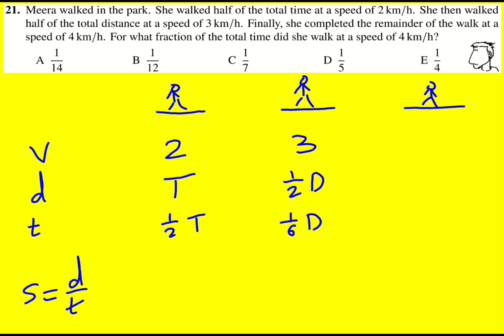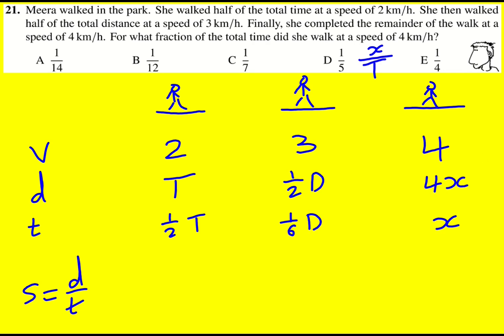And finally, we've got the remainder of the walk with a speed of 4. Now we don't know what the distance or the time is. Because we're interested in a fraction of the total time that she walked at 4 kilometers per hour, I'm going to call this one x, and what we're actually interested in therefore is x over capital T. So here the distance is going to become 4x.